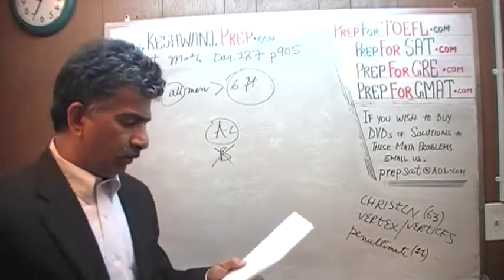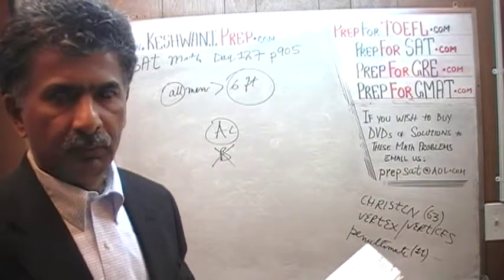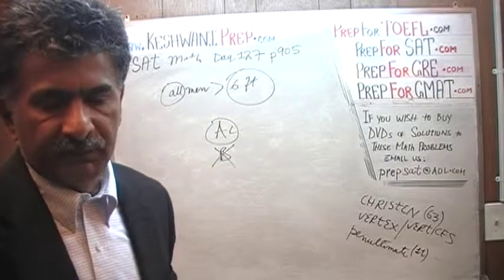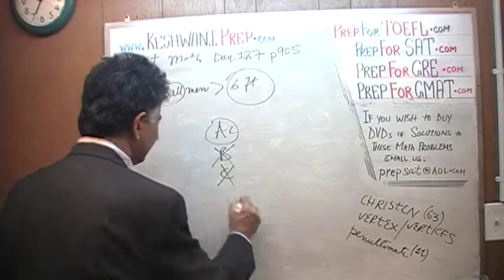C says all men who are not members of Williams' family are under 6 feet tall. No, no, no. Just because he's not a part of Williams' family, it doesn't necessarily mean that he's under 6 feet tall. I don't know why I'm explaining so much. It's too obvious. None of them make sense.